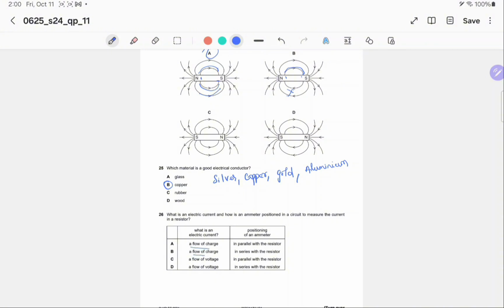Either this one or this one will be the answer, whereas the position of the ammeter should be in series, to measure the total current passing through the circuit. Okay, so this is the answer, B.